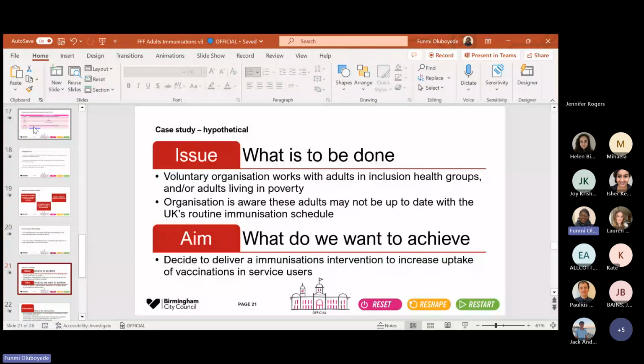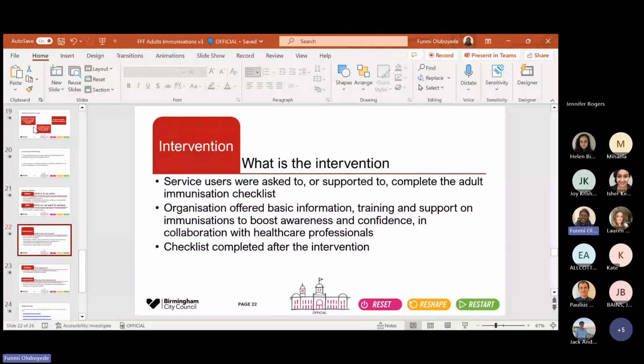So finally, we're going to the hypothetical case study. So what is the issue at hand? Well, the voluntary organisation is working with adults in inclusion health groups and/or adults living in poverty. And the organisation is aware that these adults may not be up to date with the UK's routine immunisation schedule. And so they decide to deliver an immunisation intervention to increase the uptake of vaccination in service users.